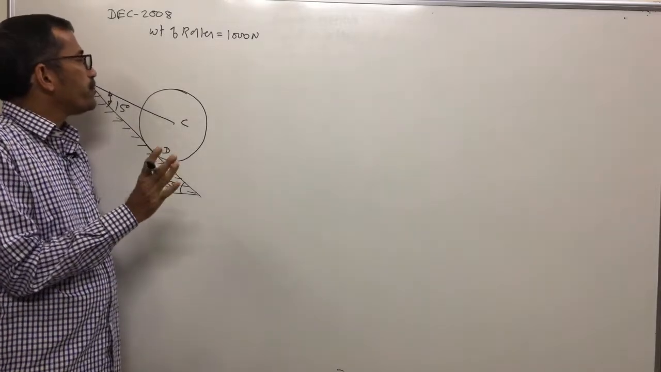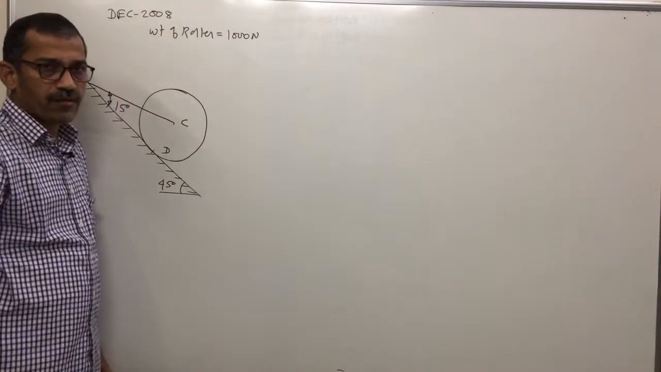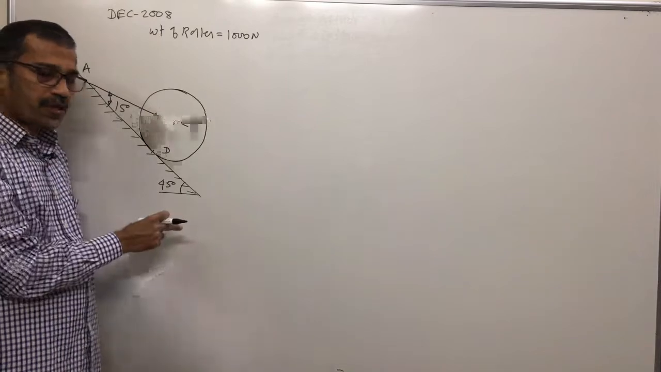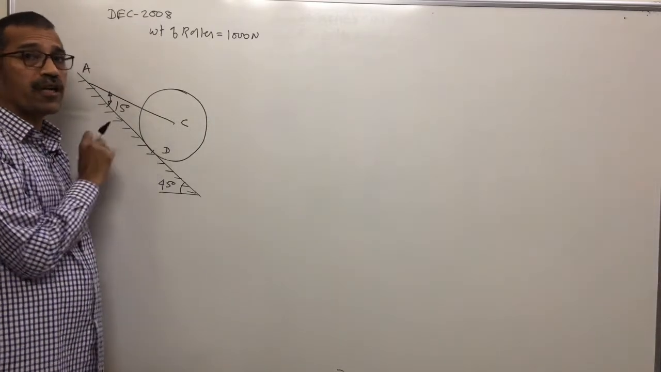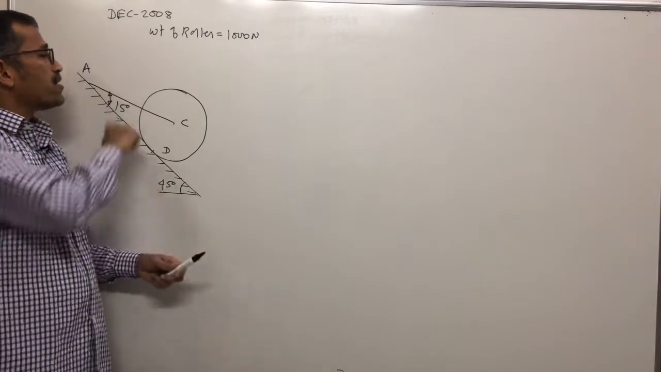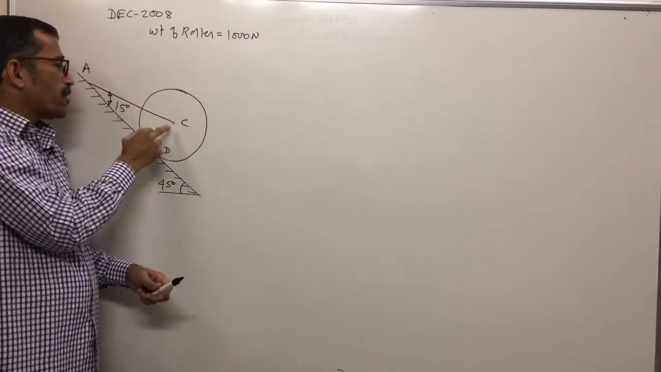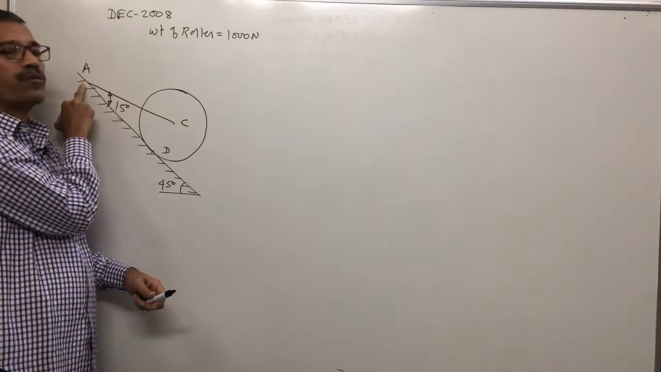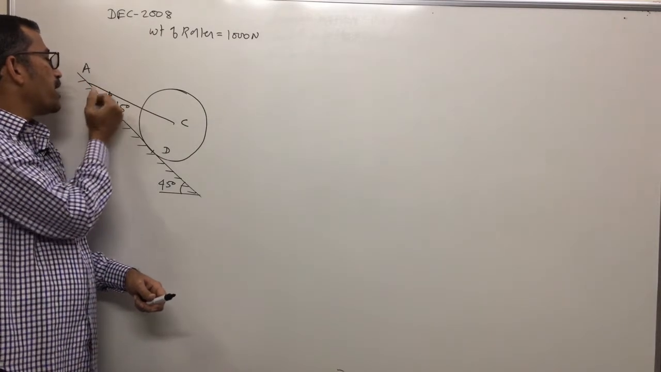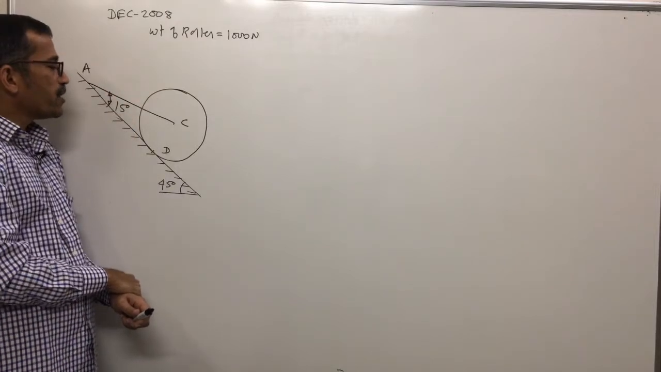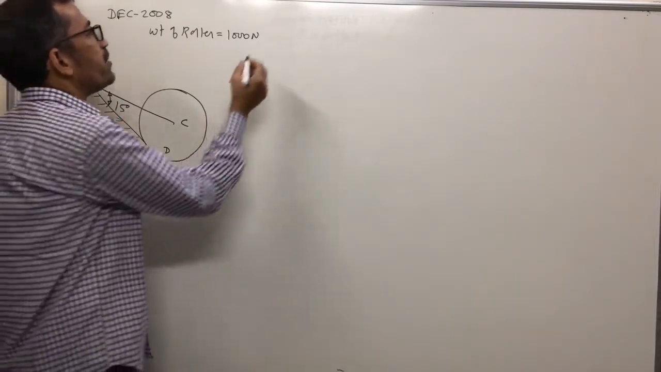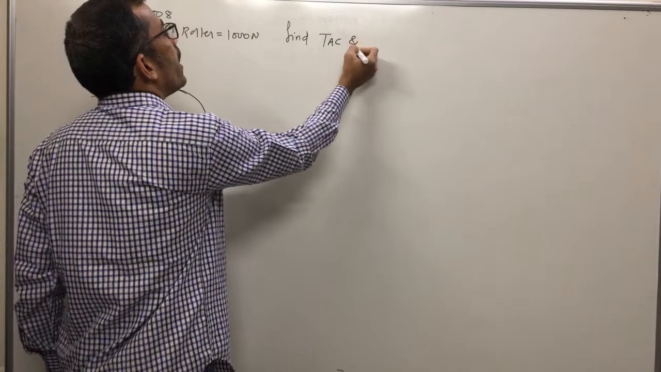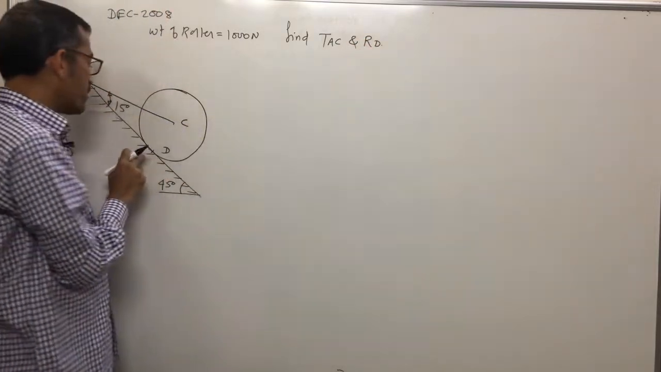Now we will solve the next problem. This problem is from the December 2008 exam from Mumbai University. What is given? One inclined plane is given, inclined at 45 degrees, and it is a smooth inclined plane. A circular body is given as a roller. One cable is connected to the center of this roller and the other end is connected to the inclined plane, where the angle between the plane and this cable is 15 degrees. What is the problem asking? Find the tension in this cable, named AC, and the reaction at the contact surface, means reaction at D.